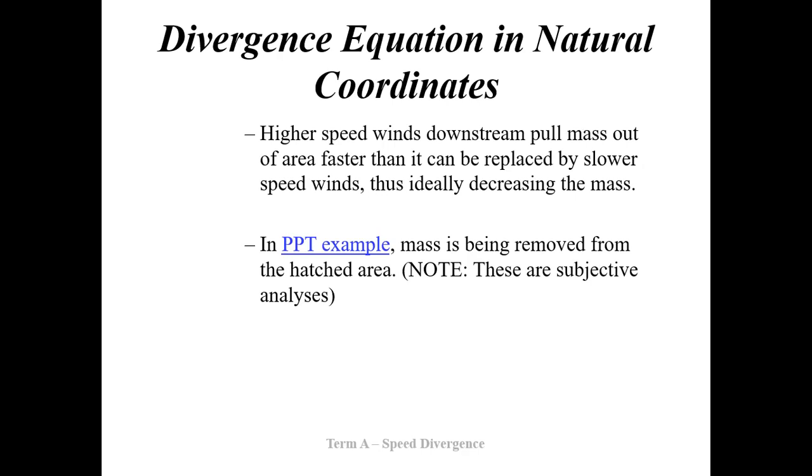Same thing goes with air parcels in the atmosphere. You get these higher speed winds that are much further down that road, or downstream, and they're pulling the mass out of the area faster than it can be replaced by these slower speed winds, or those slower moving cars. Thus, generally any kind of divergence is going to decrease that mass.